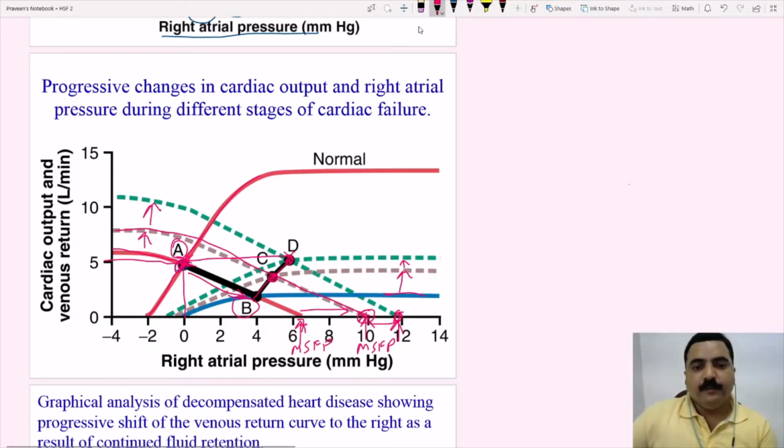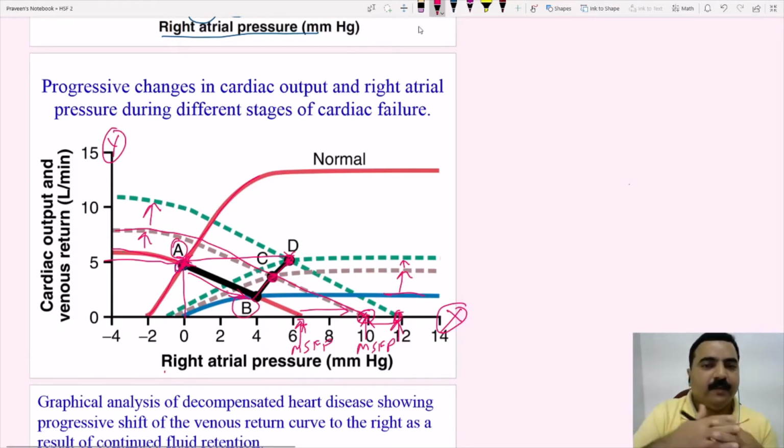Okay, so now if the patient comes in this scenario to the clinic, what does the physician have to do? The physician has to correct this right atrial pressure, the x-axis. The y-axis is compensated by the body, but the x is far from the normal. 0 was the normal. It has gone from 0 to almost 6 in this graph, so the right atrial pressure has gone from 0 to 6.